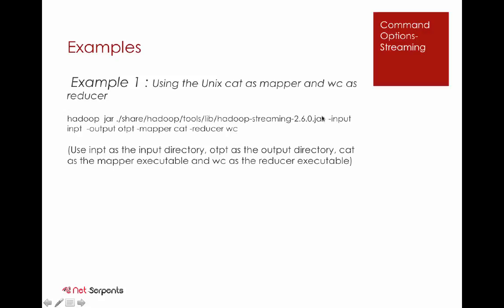For the input folder, which is supposed to contain the files which will be supplied to our mapper, we need to specify it. We need to tell what input folder we are going to use, and we have to specify an output folder. It's important to note that the output folder should not already exist. If it already exists, our job is going to fail, because the streaming job is actually going to create the output folder on the fly for us.